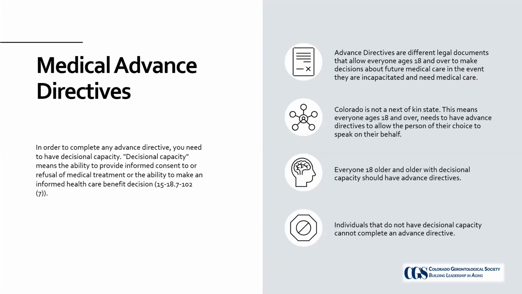So let's say that someone's married, their spouse would not be able to automatically come in and make decisions for them. They would need to have it in writing, and that's where the medical advanced directives come into play. So that's what it means that Colorado is not a next of kin state. Once again, we're talking about everyone 18 years of age and older that should have medical advanced directives. Anyone that doesn't have that decisional capacity is not able to complete advanced directives. And that's where we get into the legal area.